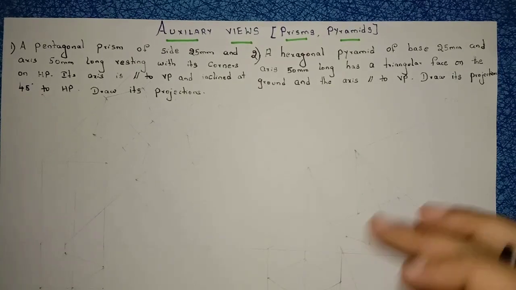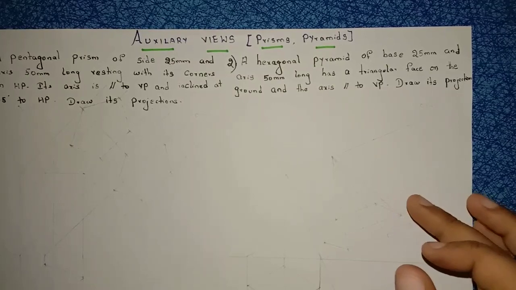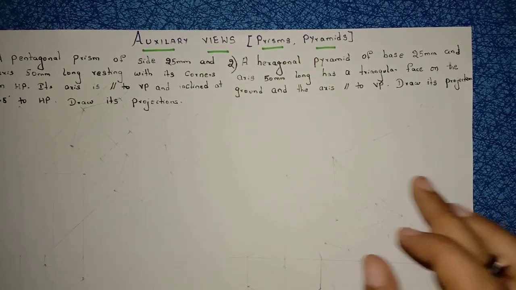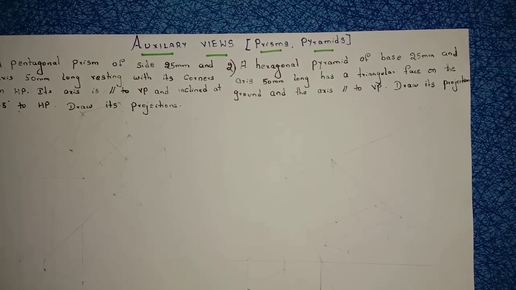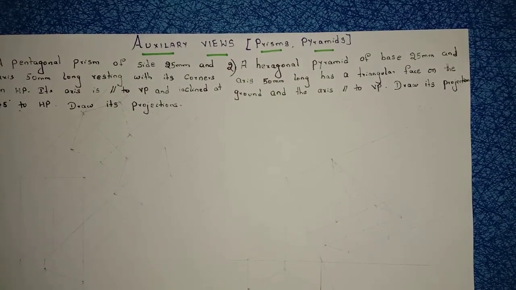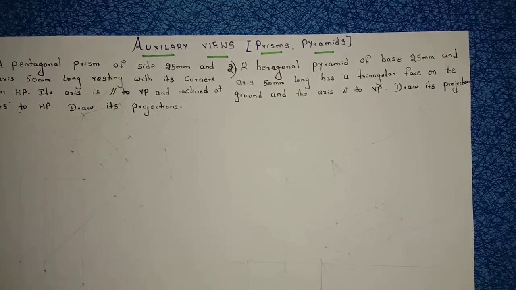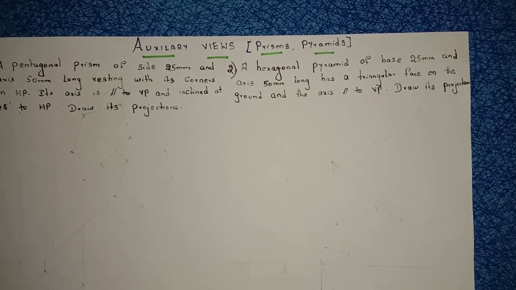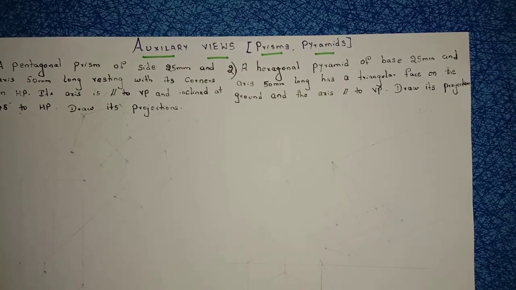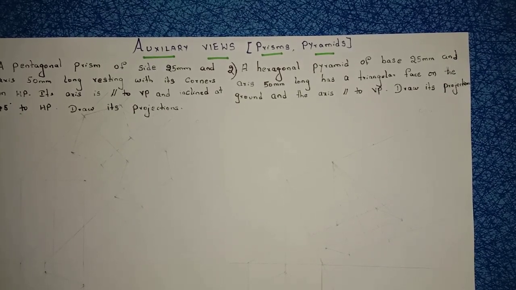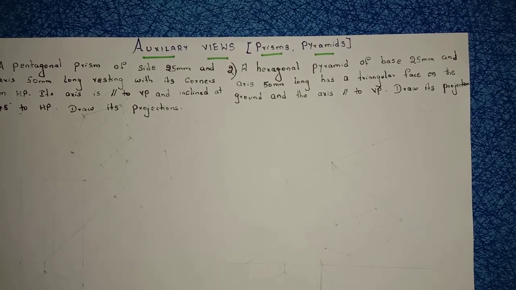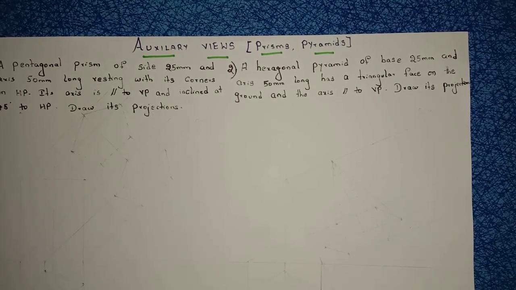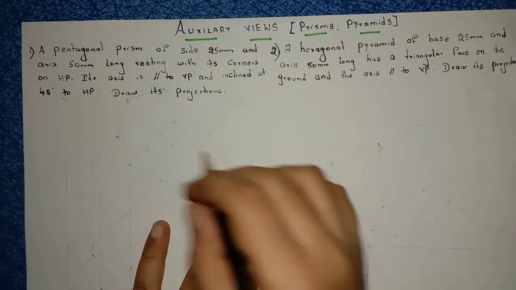So let us start the next topic, the last topic of Unit 3, Part 1, Auxiliary Views. We have already discussed auxiliary views in Unit 2, right? Unit 2's last topic is auxiliary planes, auxiliary views. Auxiliary views means instead of changing the positions, we are going to construct another reference line, a new reference line x1, y1. In this we are going to construct prisms and pyramids, right? So let us see the first question.